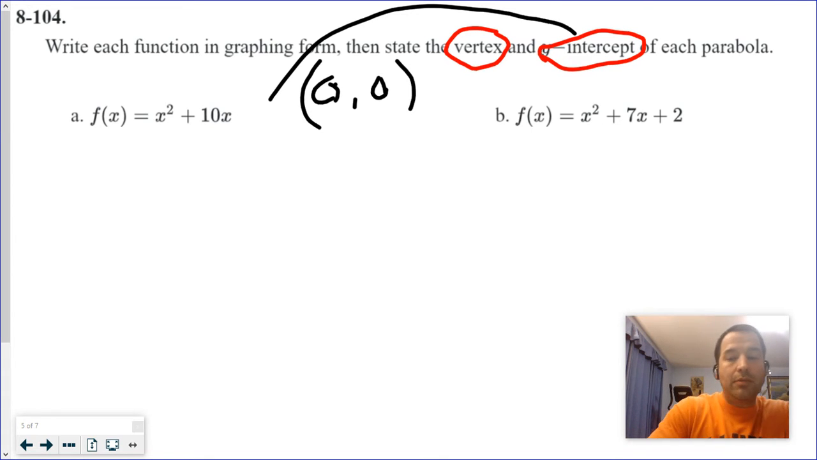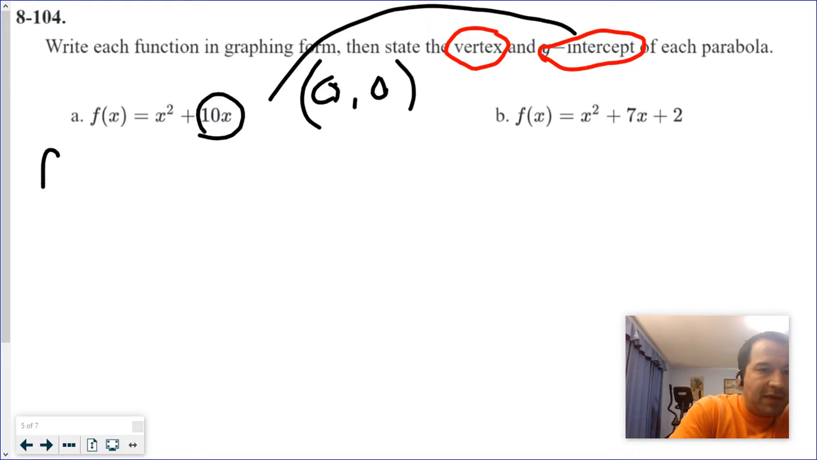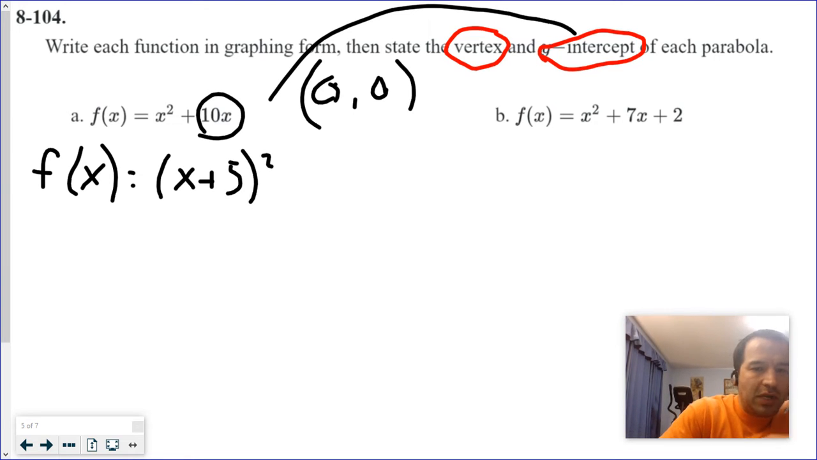Now, I know my middle term here. I'm going to try to do this without actually drawing the square. But I know I'm going to take half of this term here, which is 5. So that means I'm going to have f of x equals (x plus 5) squared.